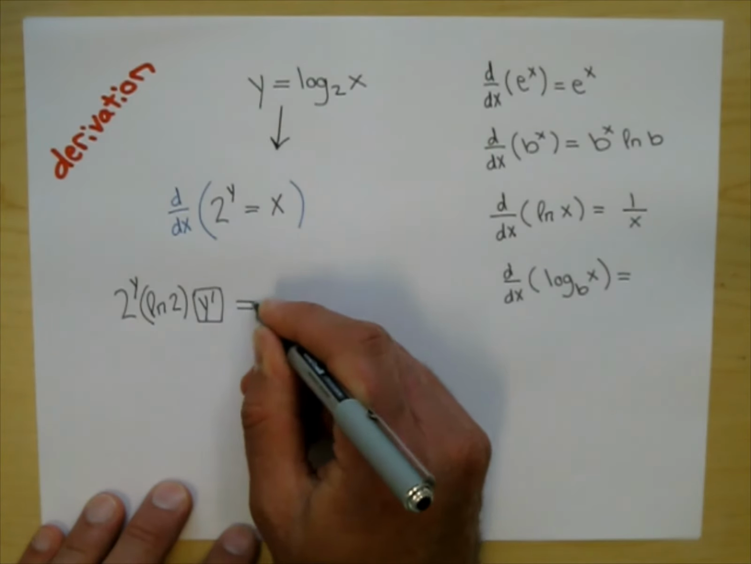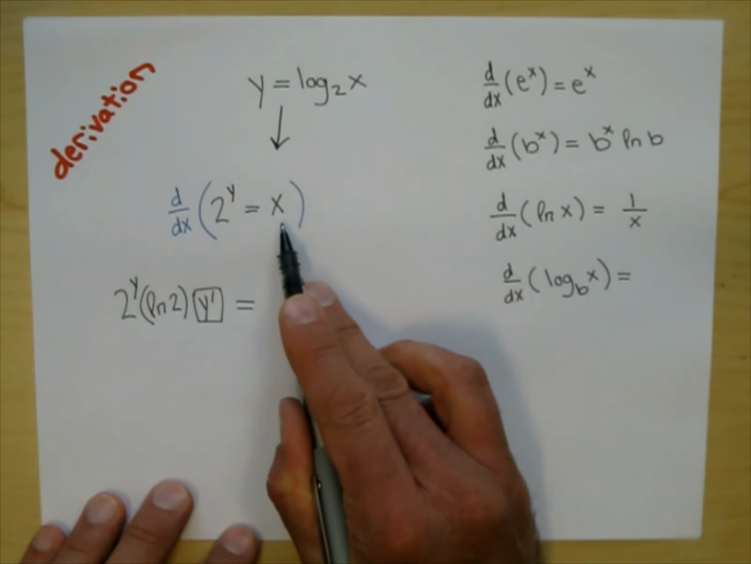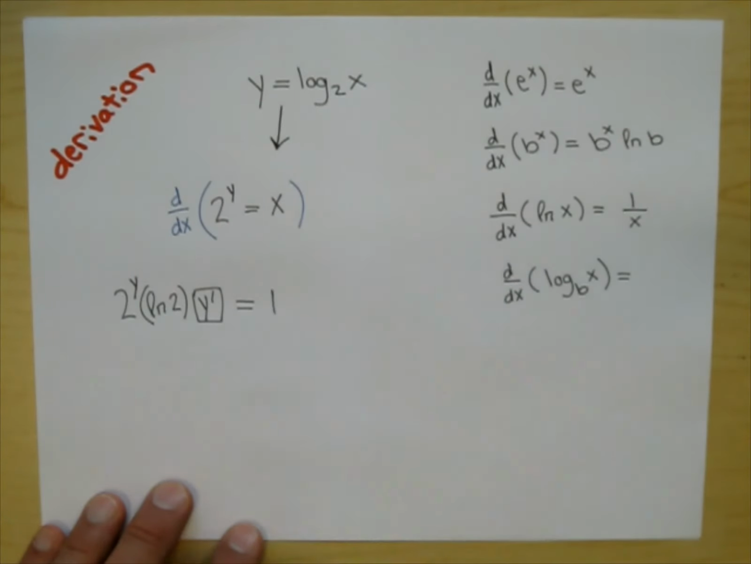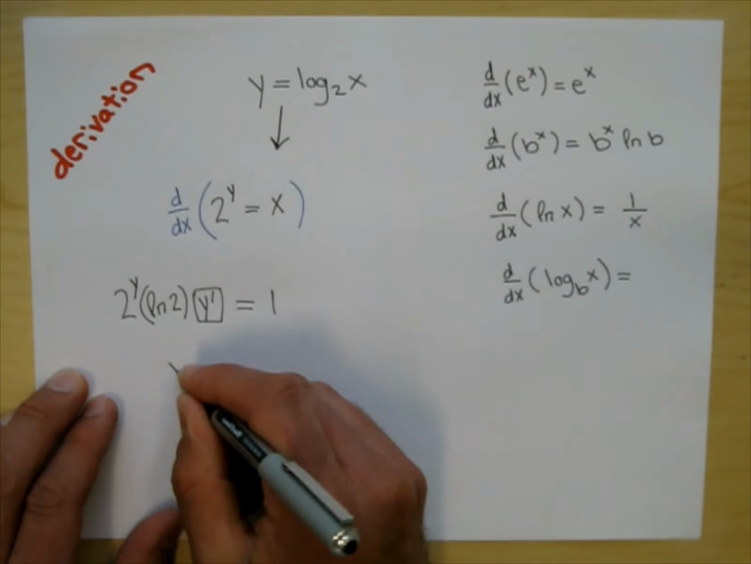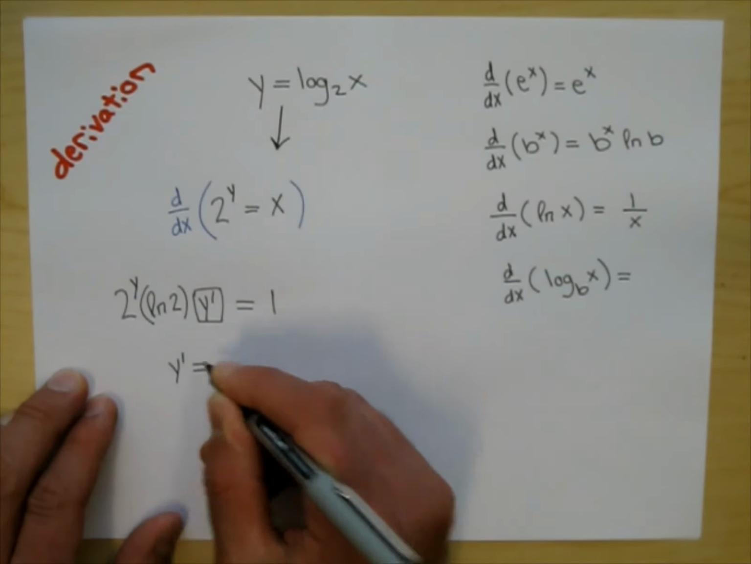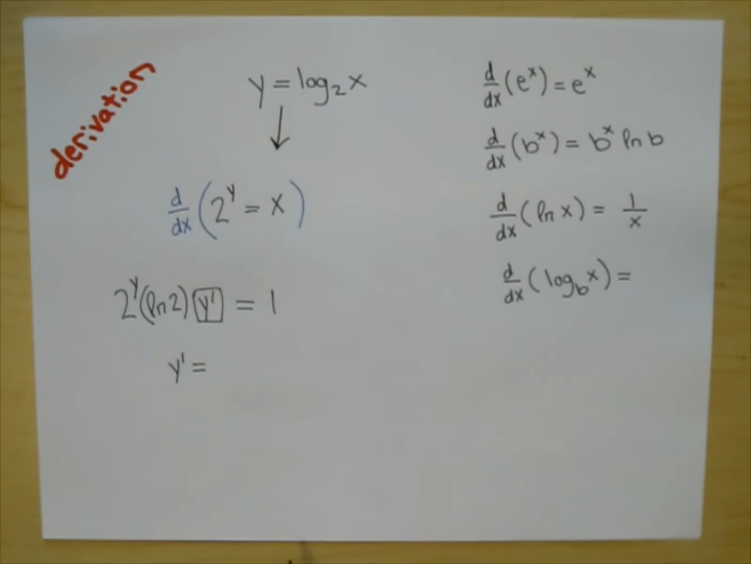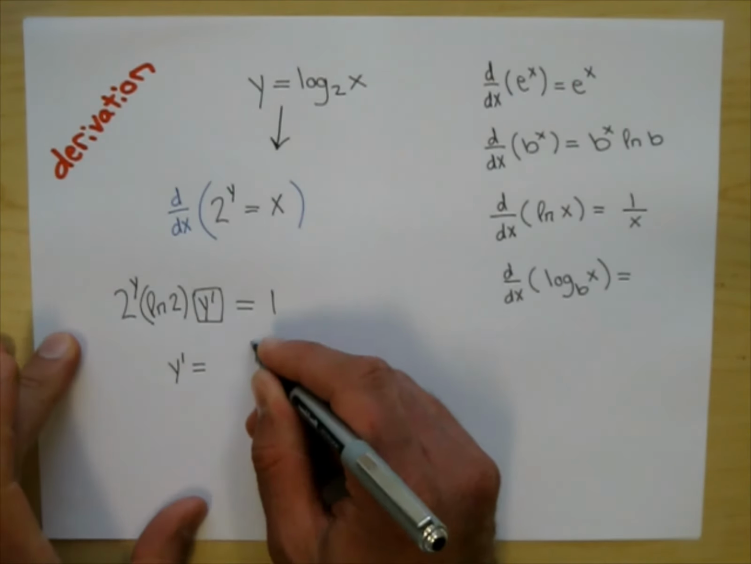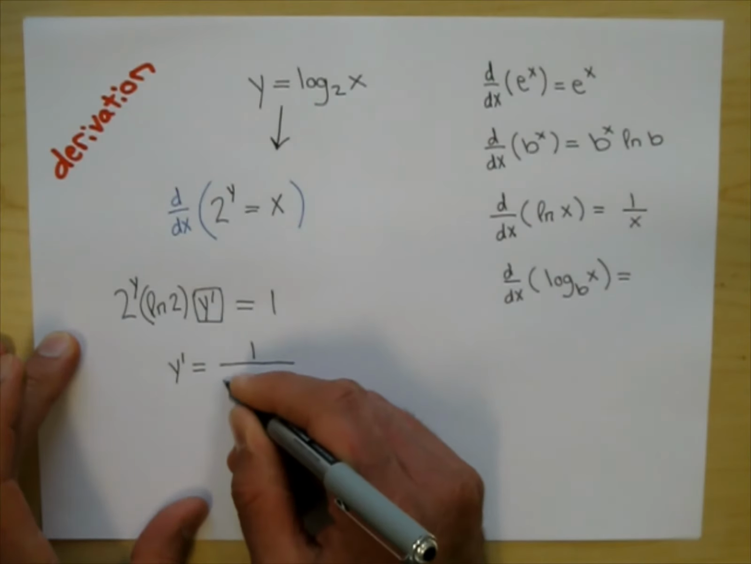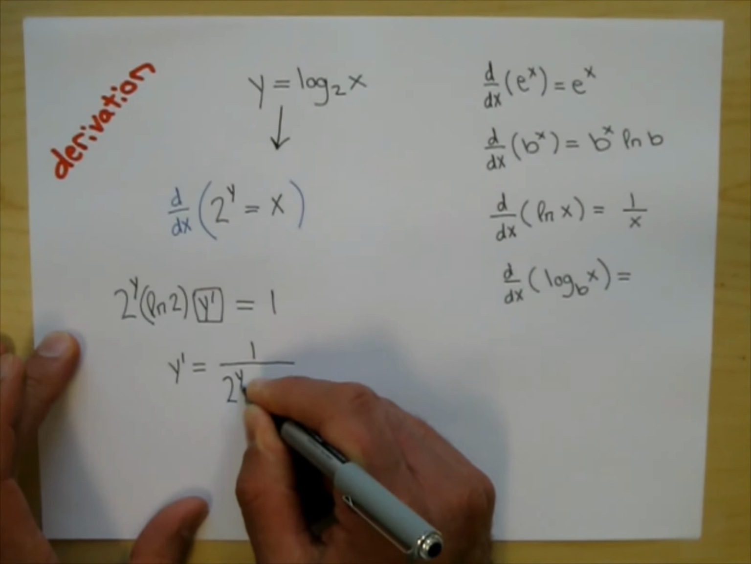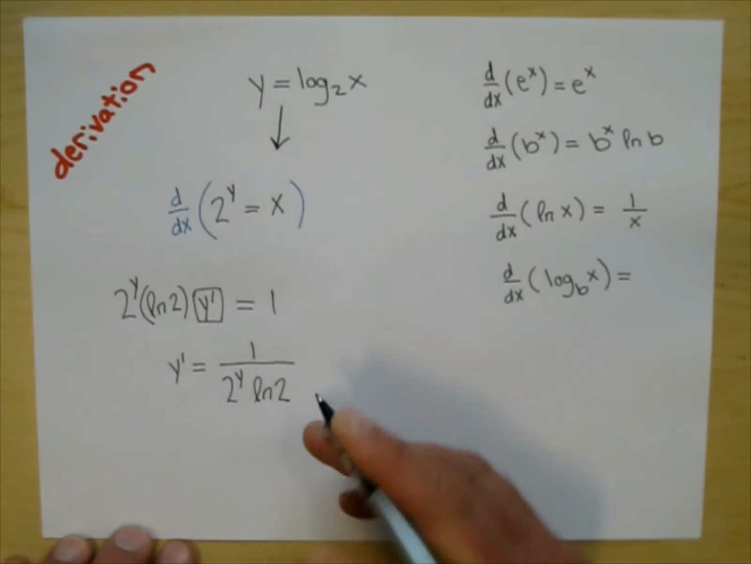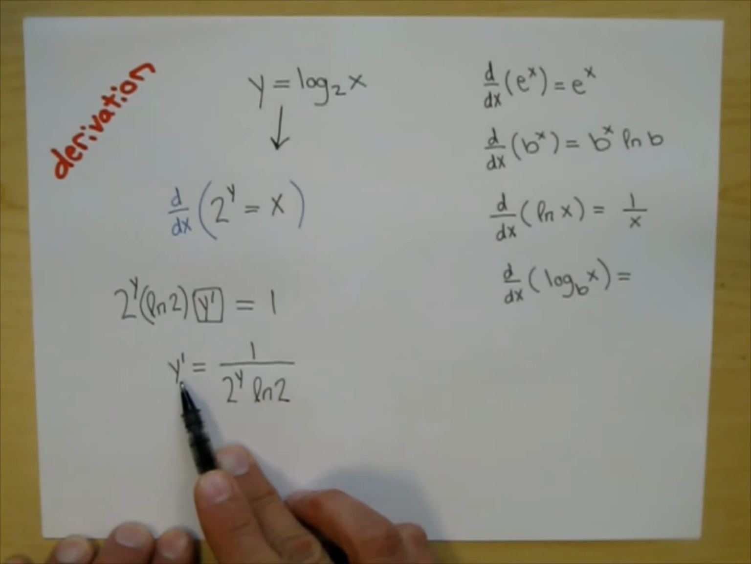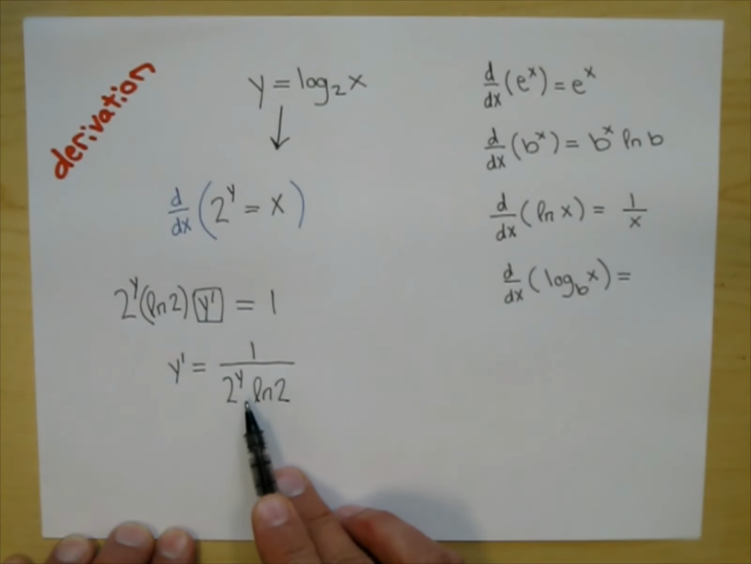Now, the right-hand side is going to be the derivative of x. That's pretty simple. It's 1. So now I'm going to go ahead and solve for y prime by dividing both sides by 2 to the y ln 2. So I have 1 over 2 to the y ln 2.